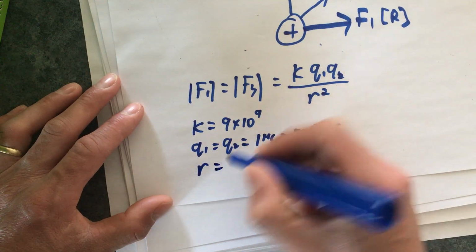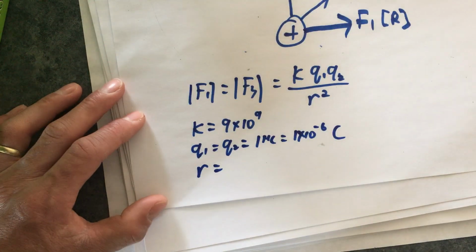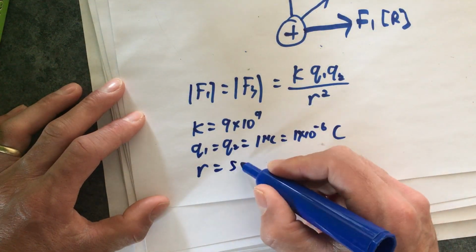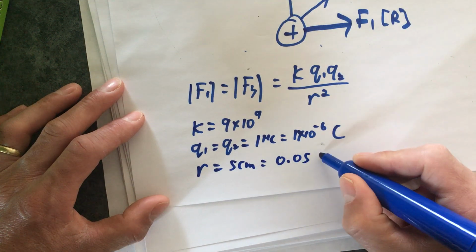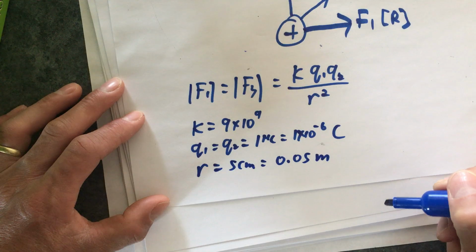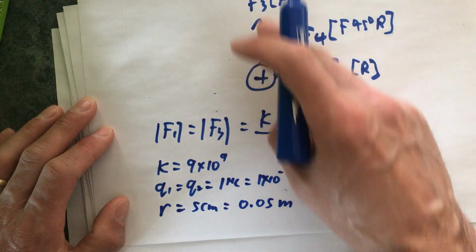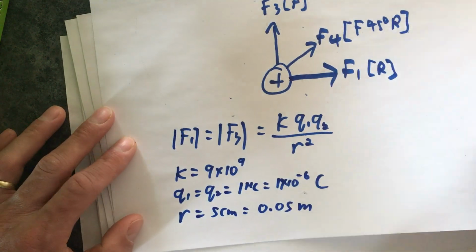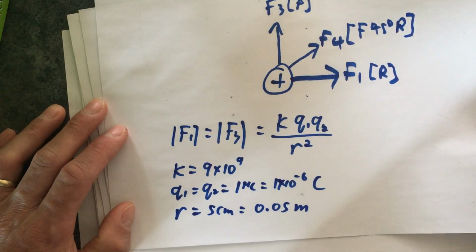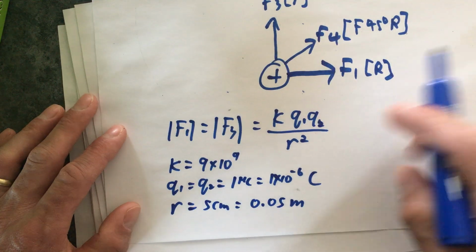And r, that distance, was 5 centimeters. Remember, you must convert to meters. So if r is 5 centimeters, it is 0.05 meters. Now this is going to work for the magnitude of force 1 and the magnitude of force 3. For the magnitude of force 4, we're going to have to look a little more carefully at the square. We'll do that in a second. I'm going to calculate this one first.